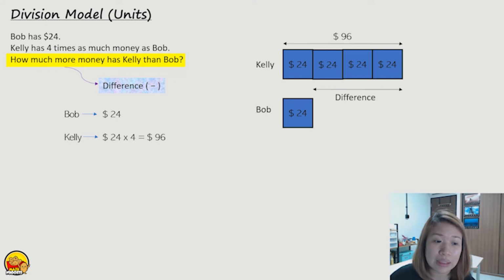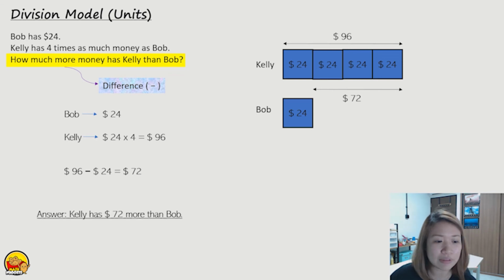Okay, so what do we do? We take Kelly minus Bob. Kelly $96, Bob $24. So we subtract, and the difference between them will be $72 over here in the model. Okay, so the answer would be Kelly has $72 more than Bob.